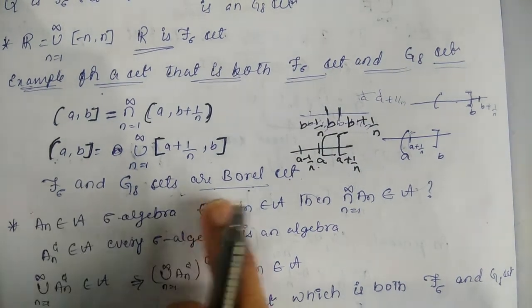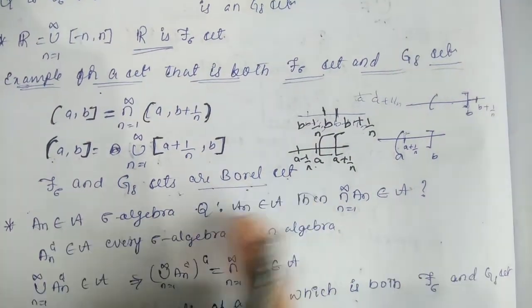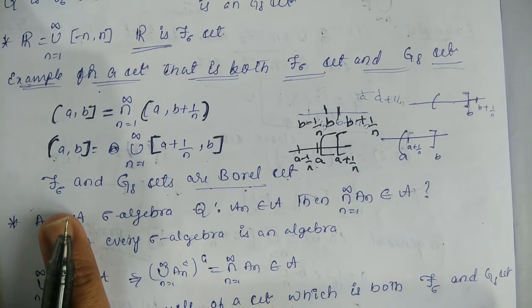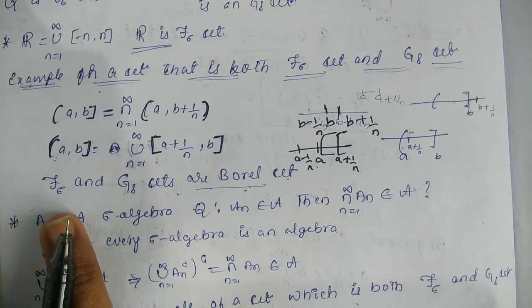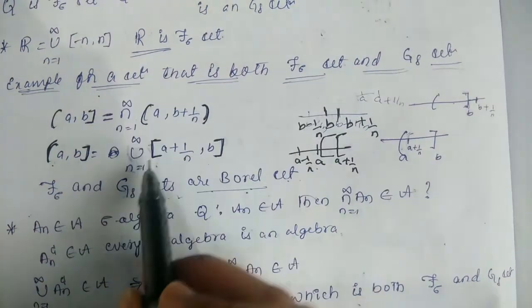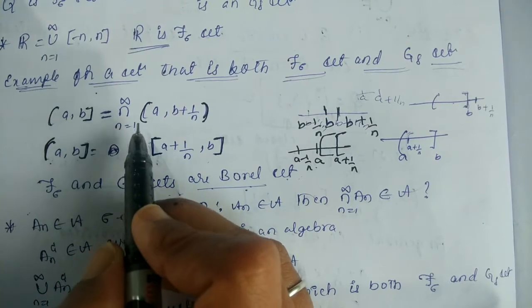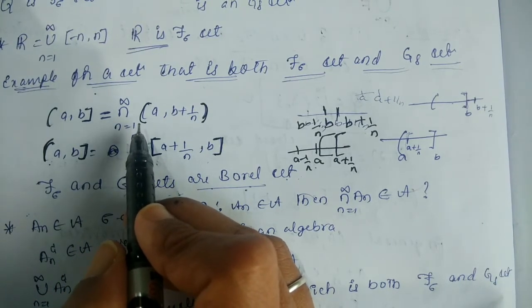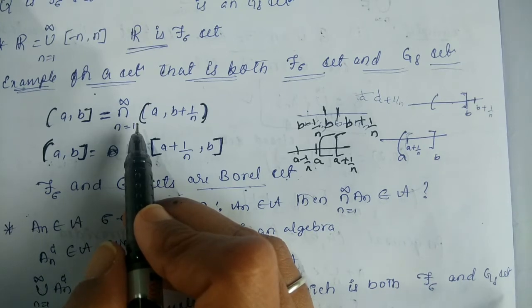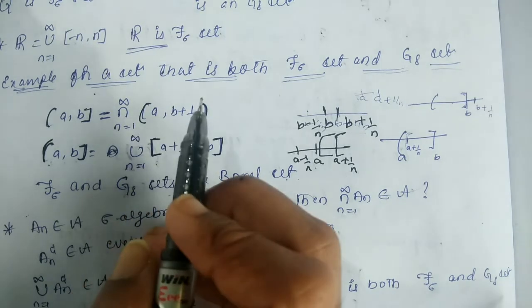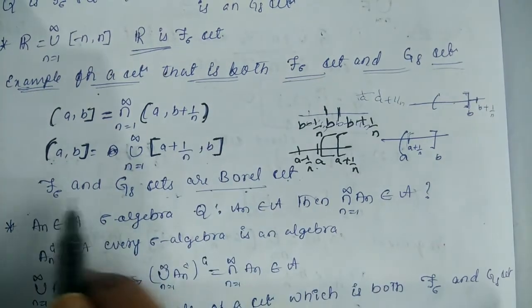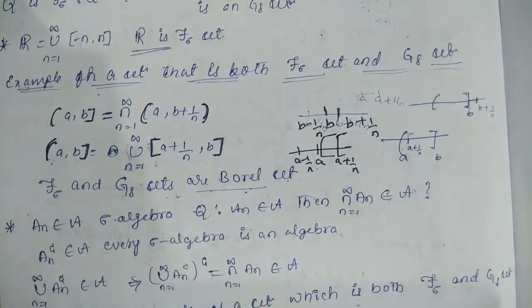F sigma and G delta sets are Borel sets. Why are they Borel sets? To be a Borel set, it must be an element of cursive B. Cursive B is the smallest sigma algebra which contains all open sets and all closed sets. So open sets and closed sets are clearly elements of B, and the Borel collection B is a sigma algebra. Therefore it is closed under countable union and also closed under countable intersection. That's why F sigma and G delta sets are Borel sets.